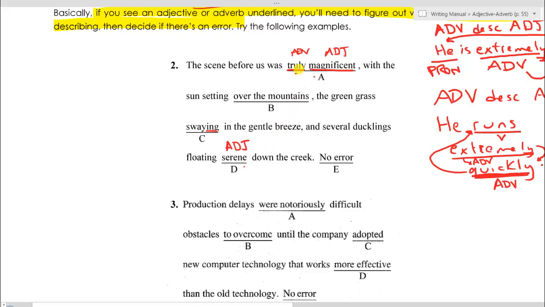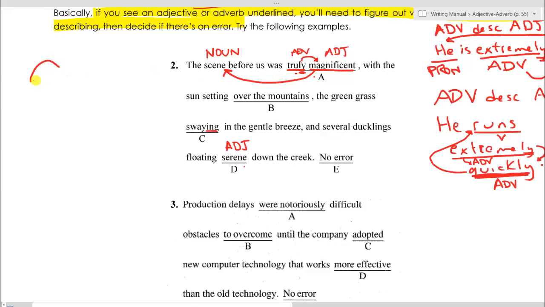So in terms of truly magnificent, what do we have here? We have magnificent, which is an adjective that is describing this noun, scene. So that's perfectly fine. We shouldn't have to change this adjective magnificent to, let's say, magnificently. You wouldn't say the magnificently scene. You would say the magnificent scene. So magnificent is fine. It's an adjective modifying scene. And then truly is an adverb. And what is that modifying? It's actually modifying the magnificent. How magnificent was this scene? It was truly magnificent. So this is an adverb, an ly word.